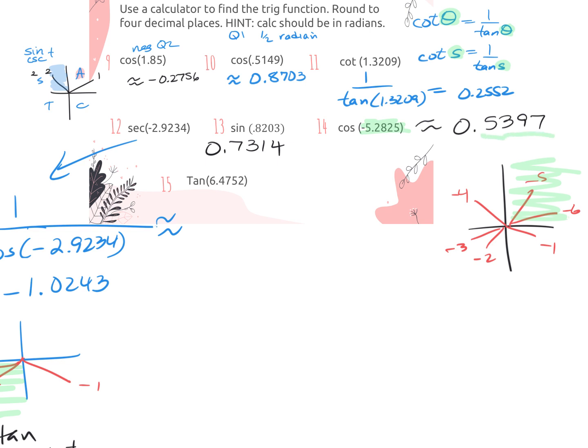And then the last one, there is a tangent button. You're just going to hit tangent 6.4752, and the approximate answer rounded to 4 places, 0.1944.